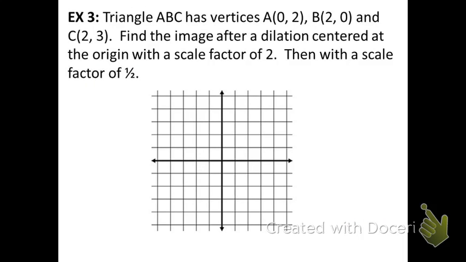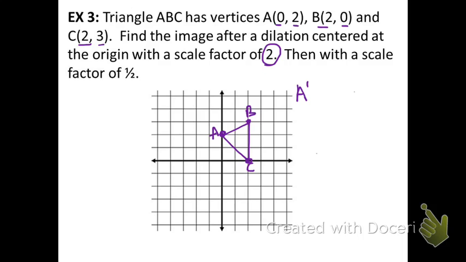So here we have triangle ABC with these vertices. I'm going to go ahead and graph it. And it says find the image after the dilation centered at the origin with a scale factor of 2. So what the scale factor does is it takes every value from the points A, B, and C, and multiplies it by 2.